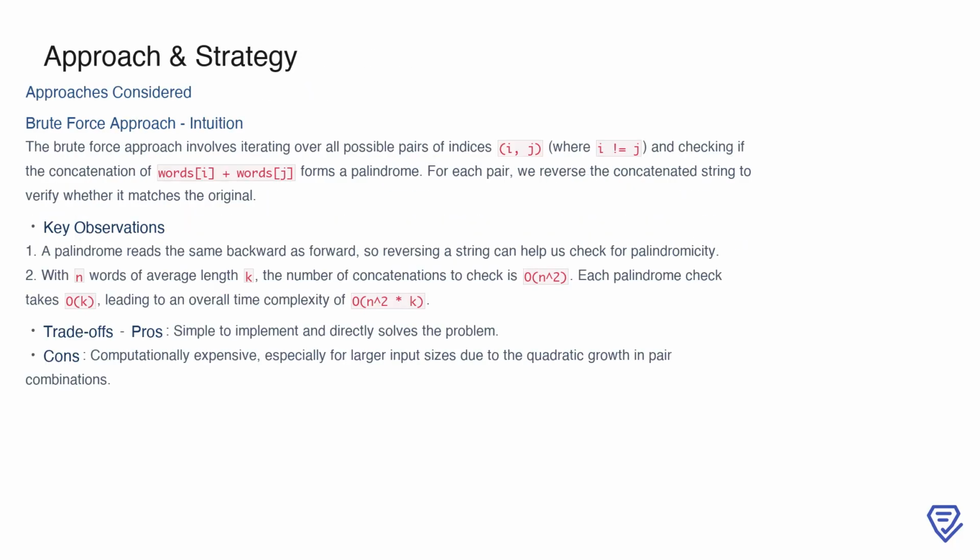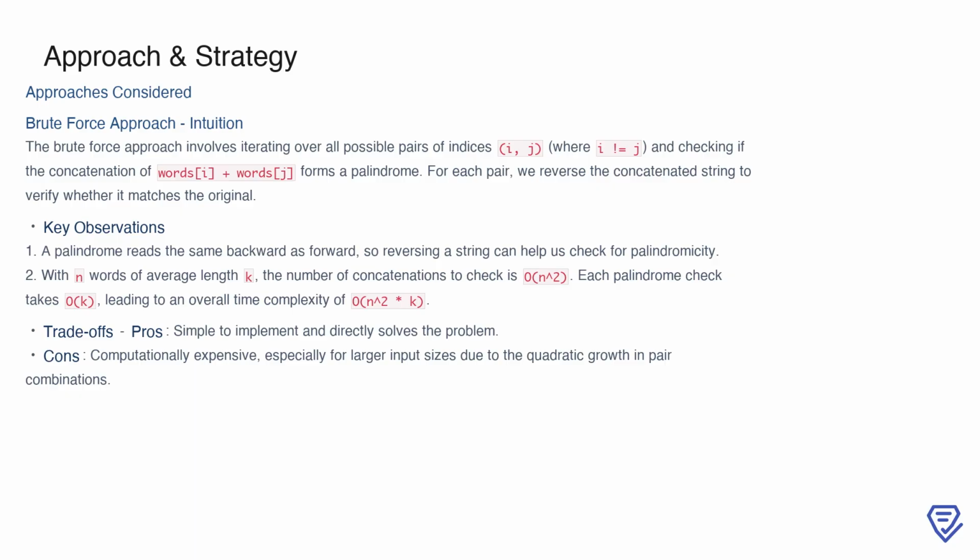To solve the palindrome pairs problem, one straightforward approach is the brute force method. Here, we consider all possible pairs of indices, i, j, where i is not equal to j. For each pair, we concatenate the two words, words[i] and words[j], and then check if the resulting string is a palindrome. The key to this check is observing that a palindrome reads the same backward as forward, so we simply reverse the concatenated string and compare it to the original.